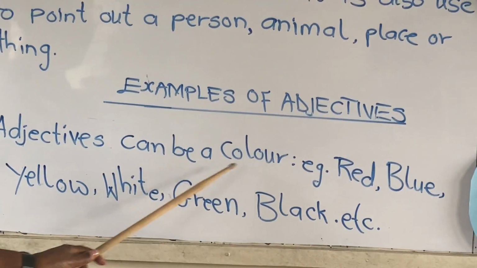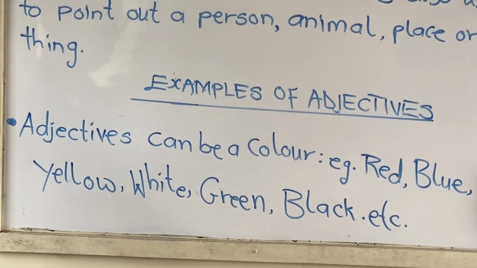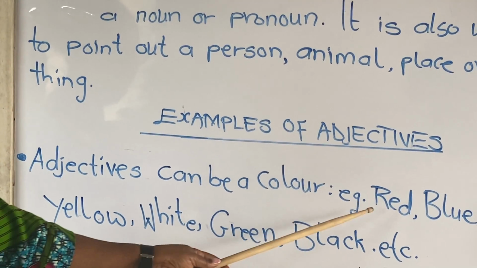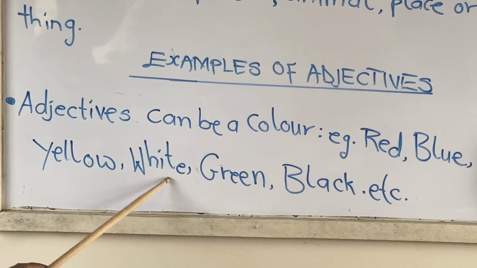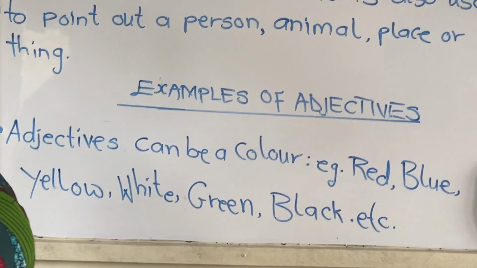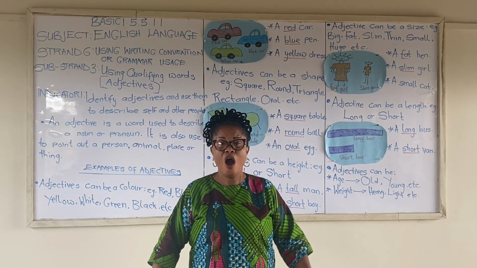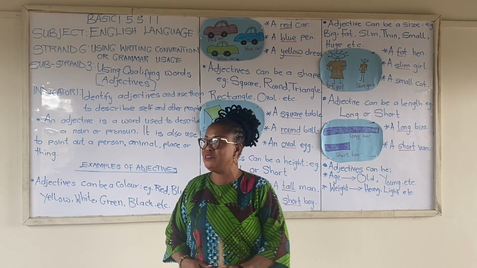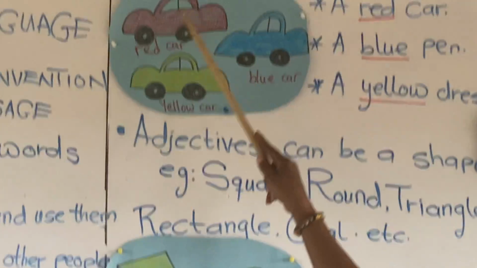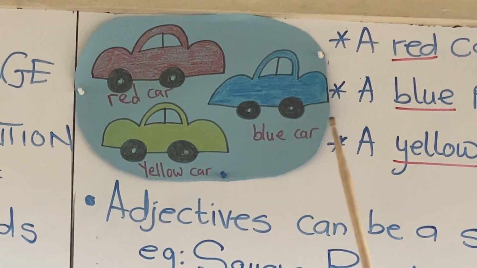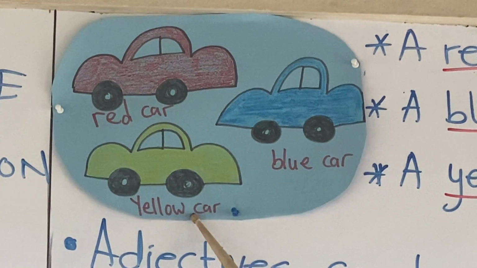Adjectives can be a color. Example: red, blue, yellow, white, green, black. All these are adjectives and they are colors. All colors are adjectives. Now let's look at this poster here. We have 3 cars here. We have red, we have blue, we have yellow.